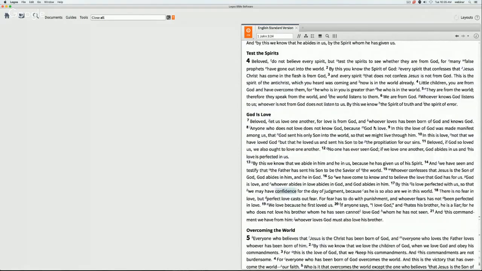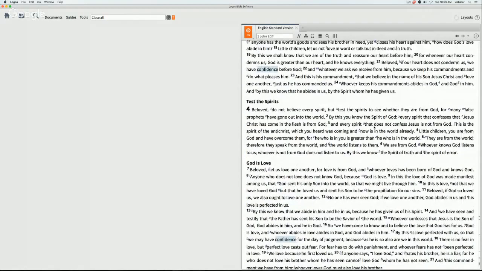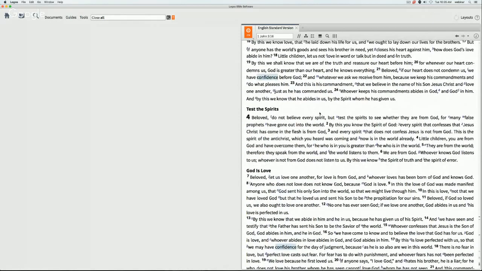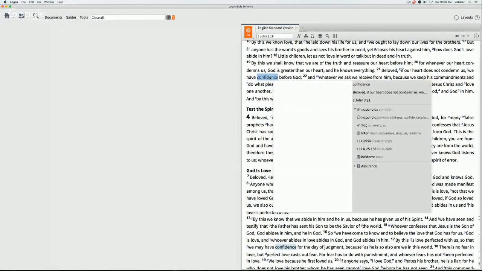Now, if you're familiar with John's writings, as I'm sure many of you are, you know that a central theme of his is love. But then he also ties it into this idea of confidence, the confidence that we have before God. So what does that mean? How can we dig into that a little bit deeper to find out what is the idea that he's representing here? So I'm going to right-click on confidence.